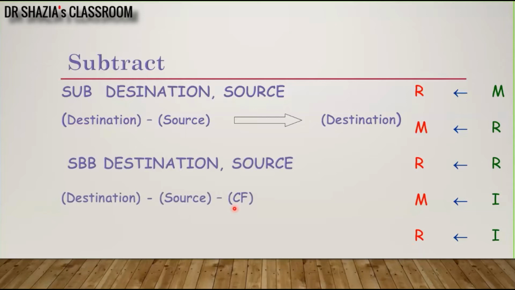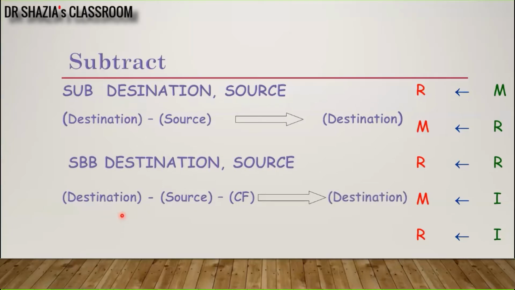Why have we considered the carry flag in this case? Because if, during subtraction, I have taken a borrow out, then my carry flag will be high. So your carry flag represents that you have taken some borrow out for the previous subtraction, and that needs to be subtracted from your destination. So here we are subtracting the source and the content of the carry flag, which represents a borrow, from the destination, and the result will be stored in the destination.